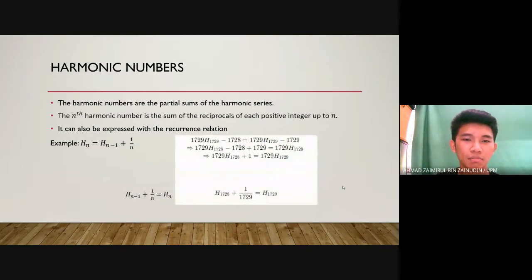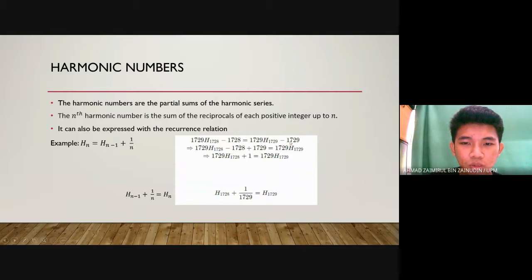Lastly, the harmonic number. The harmonic numbers are the partial sums of the harmonic series. The nth harmonic number is the sum of the reciprocals of each positive integer up to n. It can also be expressed with a recurrence relation. For example, this is the equation simplified by using a recurrence relation, which is Hn equals Hn minus 1 plus 1 over n. So this is the example. We need to prove that the equation is similar to this equation, which means yes. So we have to solve it regularly.